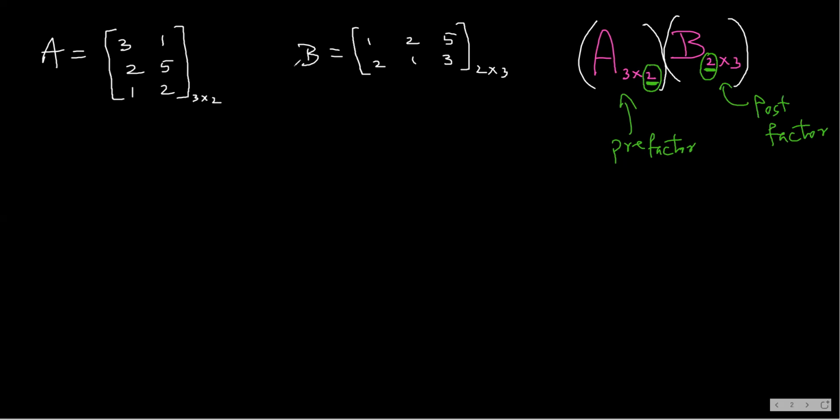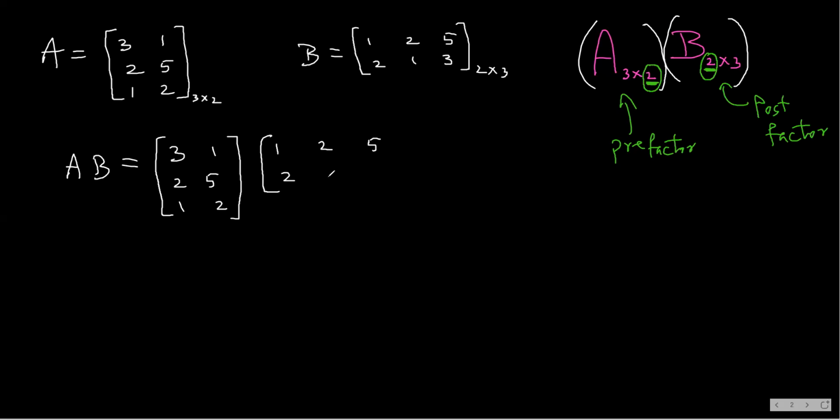So let me first multiply AB. Here I write A as 3 1 2 5 1 2, and B as 1 2 5 2 1 3. You know how we multiply? For multiplication, we always go by this picture, a right angle. First is horizontal, and the second one is down-going vertical.